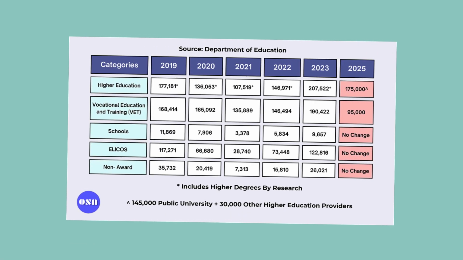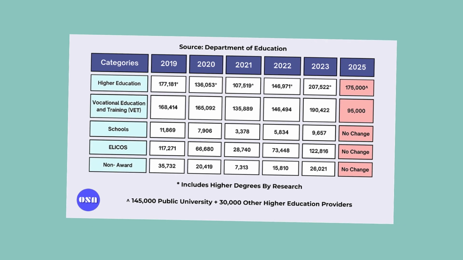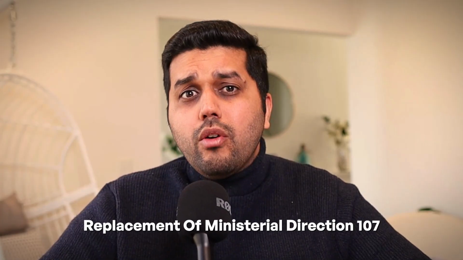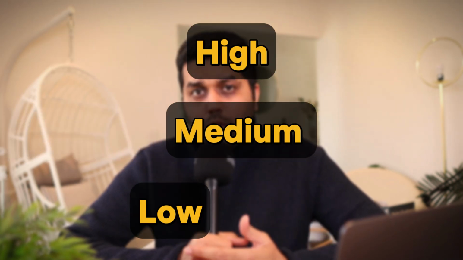However, if you look at the same data, there is no change for school students, for students who are doing ELICOS courses, and also for non-award students as well. Now, another thing that was mentioned by the minister was the replacement of Ministerial Direction 107. In the current system of Ministerial Direction 107, education providers are usually categorized into 3 different risk categories, which are high, medium and low. And over the last year or so, preference was given to the low risk providers. Now, if this new cap comes into place, the minister mentioned that it will replace that old ranking system of high, medium or low, as they will be able to manage the number of students with the caps that they're planning to put in place.